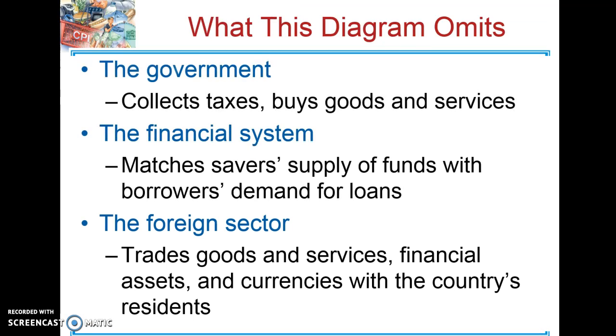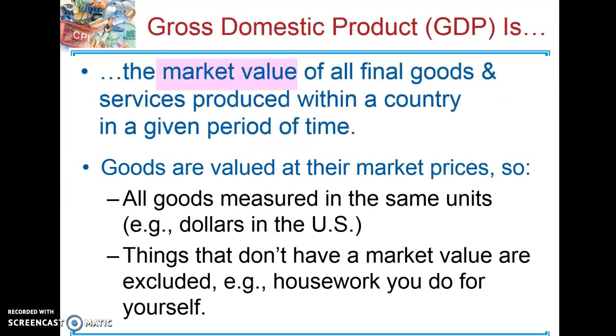Notice what this diagram omits. It omits the government, which collects taxes and buys goods and services. That is not included in the circular flow diagram. The financial system, which matches savers that supply funds with borrowers, so think of banks, is not included. And also the foreign sector, which trades goods and services, financial assets, and currencies with the country's residents. That is also not reflected in the circular flow diagram.